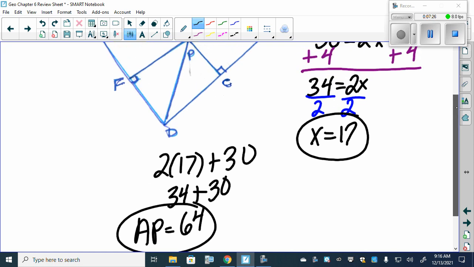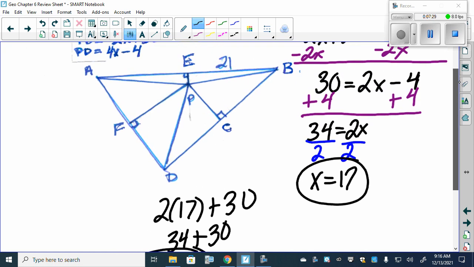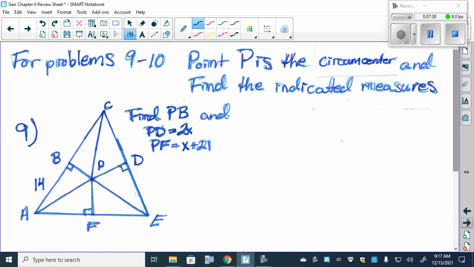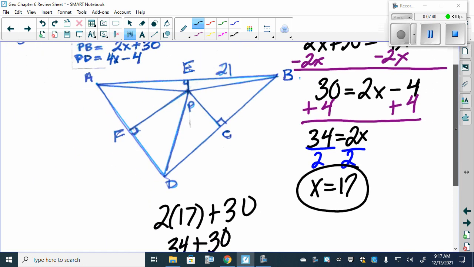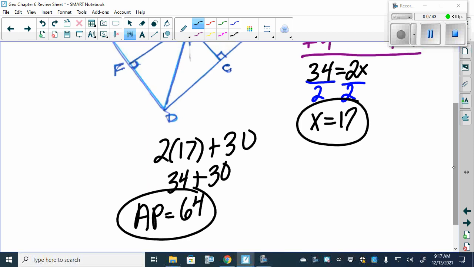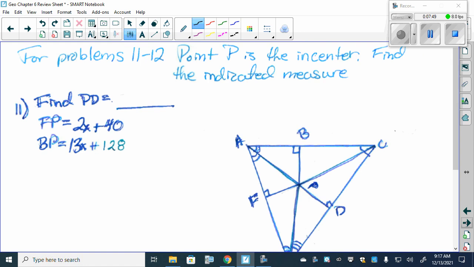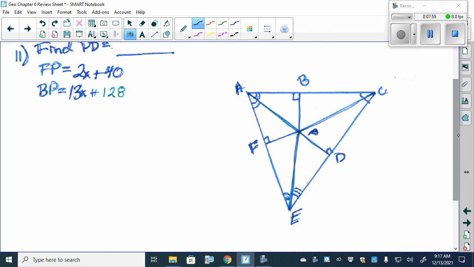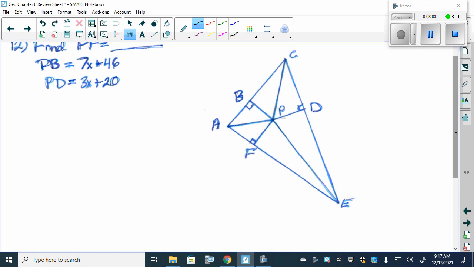So circumcenter is our perpendicular bisectors, and incenter is our angle bisector. So both of these are circumcenters. Any other questions on this one here? Incenter, so we have angle bisectors. Because these are angle bisectors, it means that these lengths are going to be congruent.